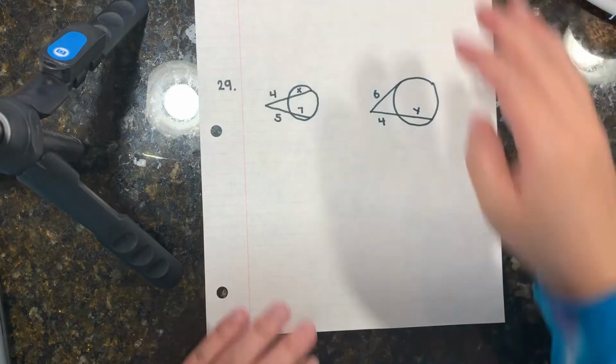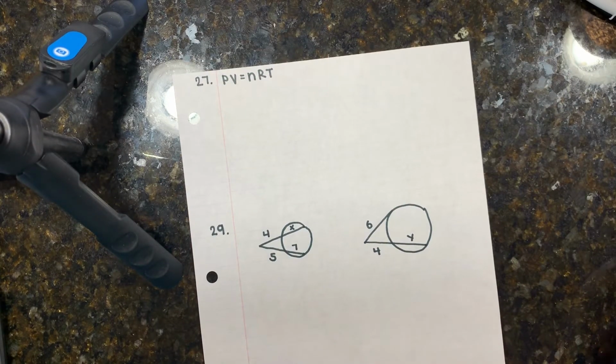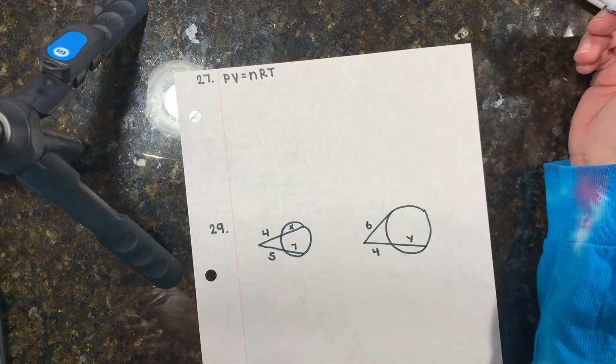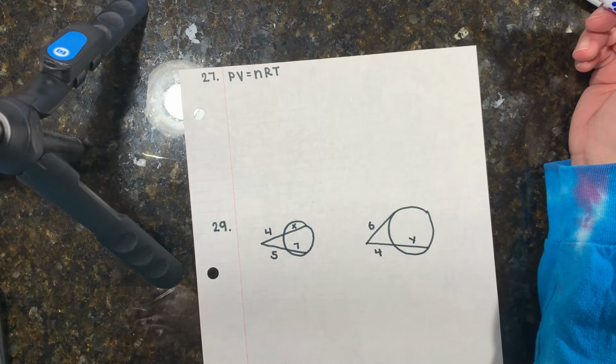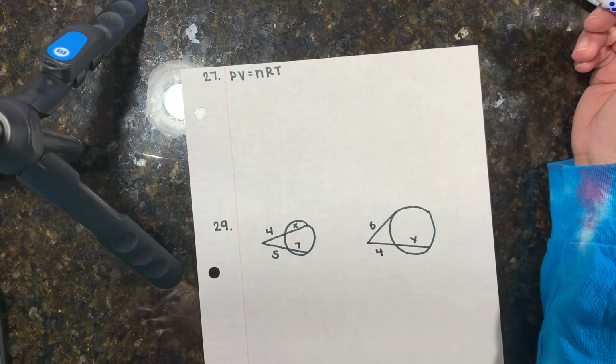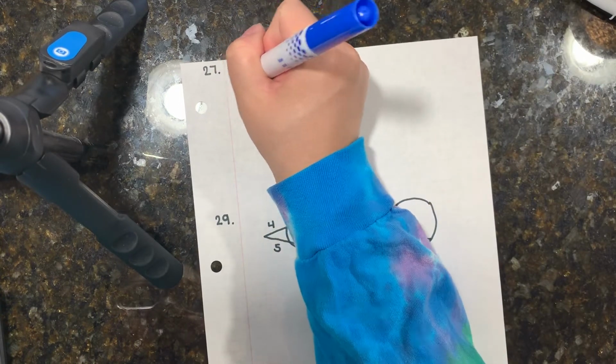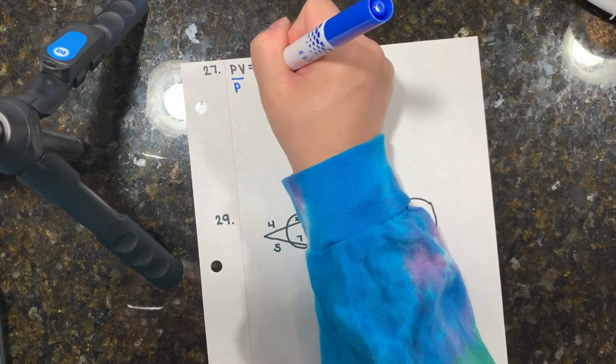Moving on, we're going to do number 27, which is a word problem that they've thrown in at the end of the lesson. It says, use the formula PV equals nRT to find the volume of 1.32 moles of gas in a pressure of 5 atmospheres at a temperature of 600 kelvins, R is equal to 0.0821. So we're trying to solve for volume. So if I'm trying to get the V by itself, I would divide both sides by P.